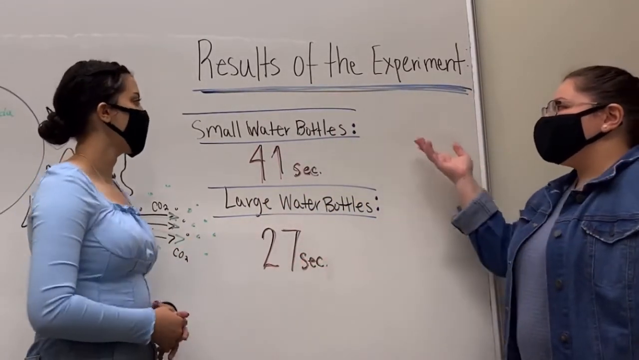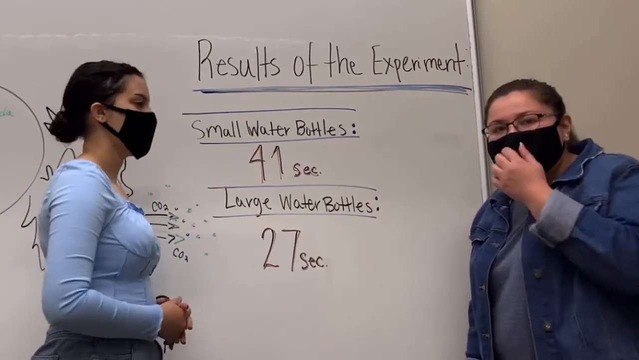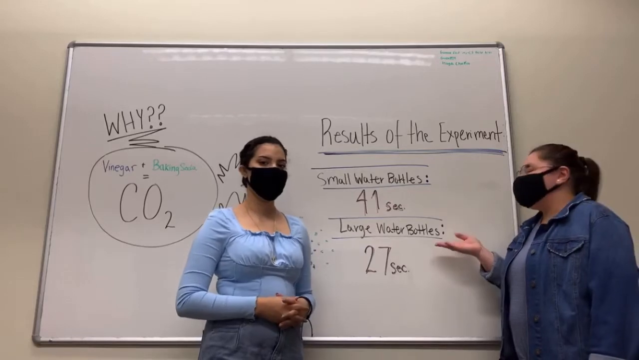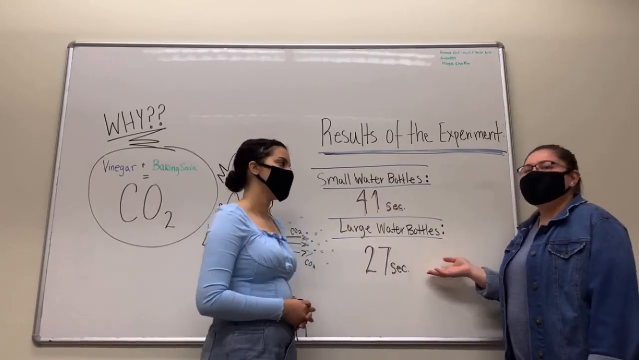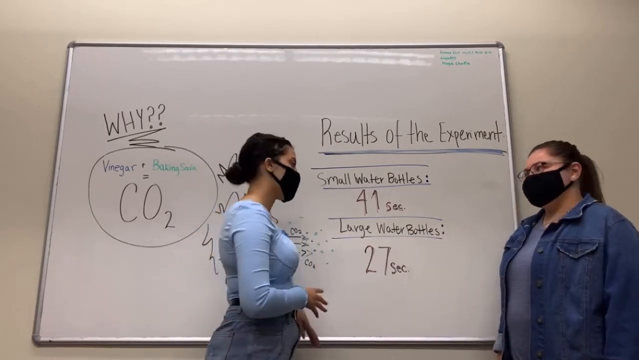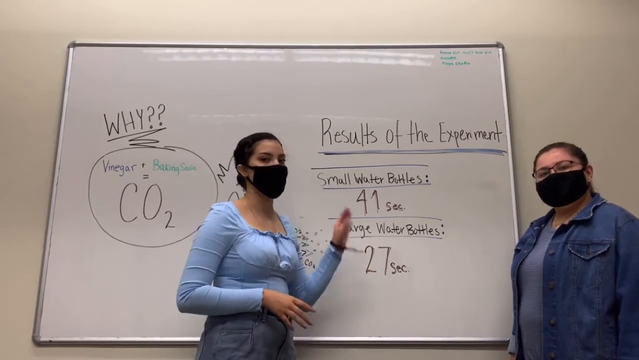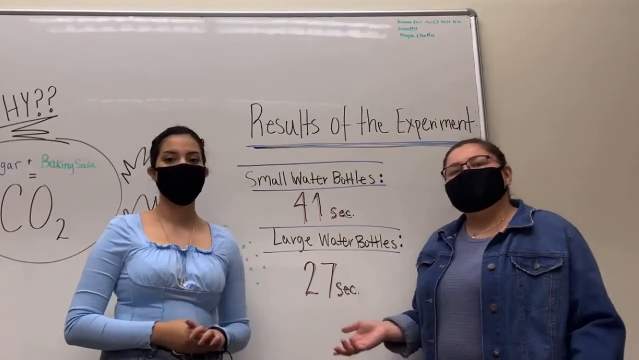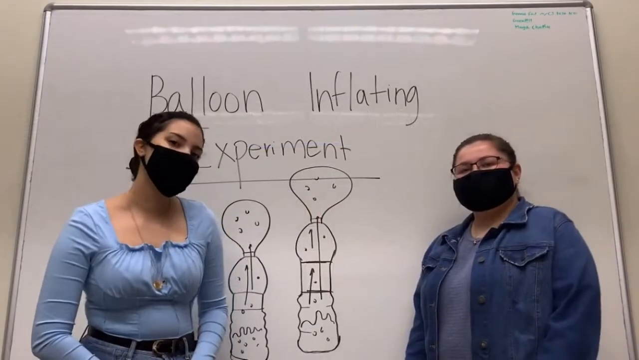So what did we find when we looked at this experiment? We found that the small water bottles took 41 seconds to fill up the balloon. So when we looked at large water bottles, it took 27 seconds to fill up the whole thing. When we used the large water bottles, the mixture of the baking soda with the vinegar only took half the time that it did with the small water bottles. So our hypothesis was correct when we look at our results. That marks the end of our experiment.